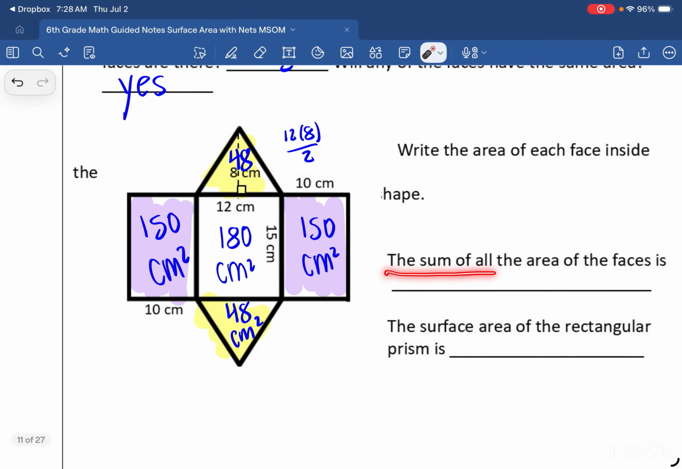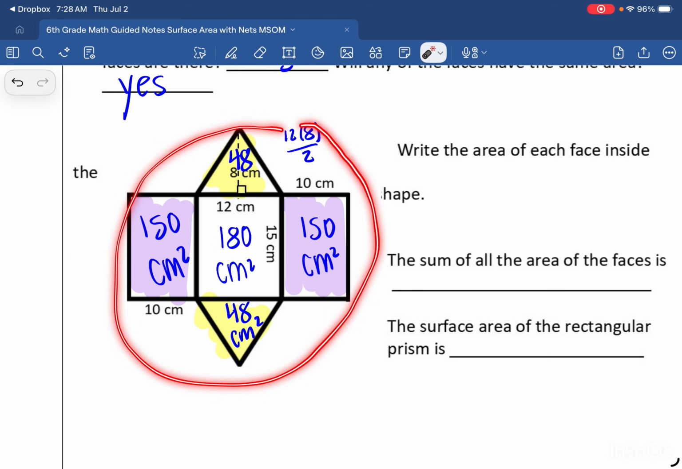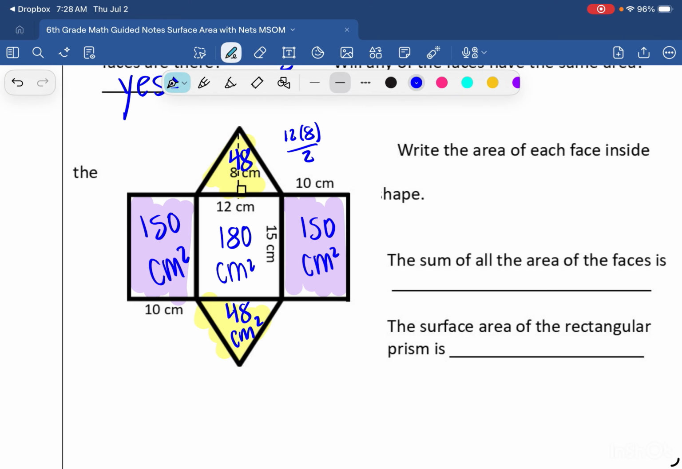The sum of all the areas of the faces is, so if I sum up all of those areas, that gives me 576 centimeters squared. Therefore, the surface area of the triangular prism is 576 centimeters squared.